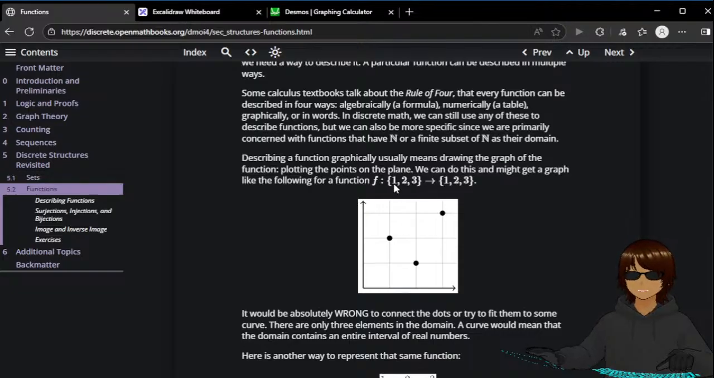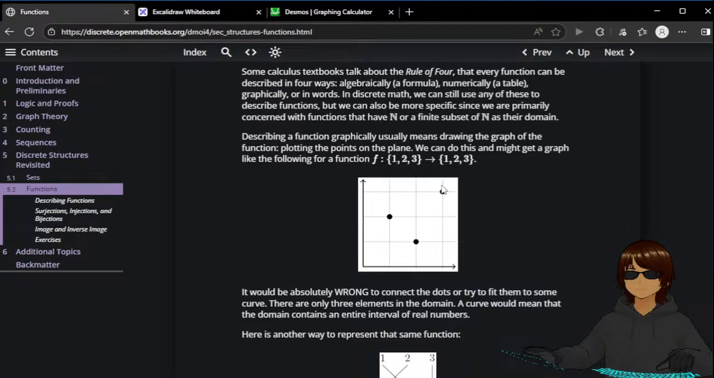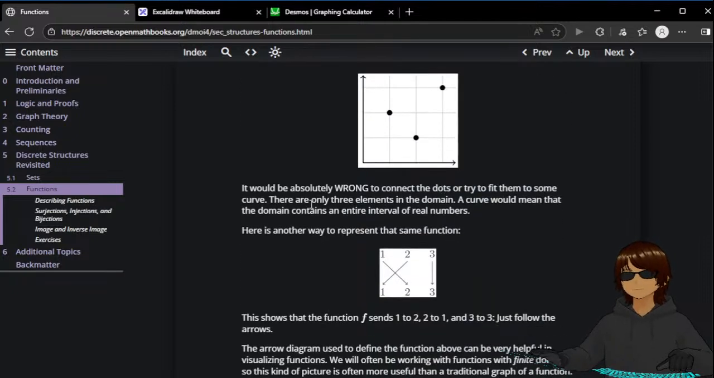The input is in the set {1, 2, 3} and the output is in the set {1, 2, 3}. It would be absolutely wrong to connect the dots or try to fit them into some curve. There are only 3 elements in the domain. A curve would mean that the domain contains an entire interval of real numbers.